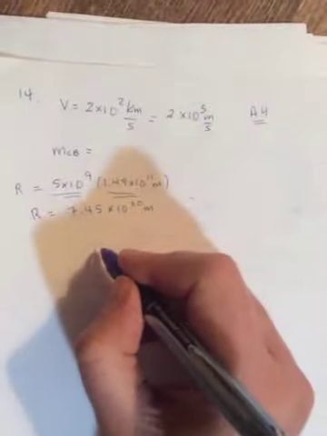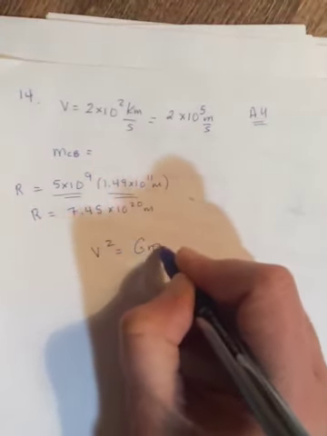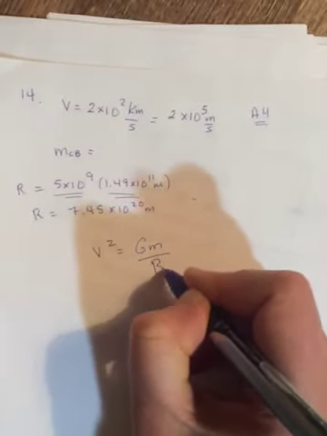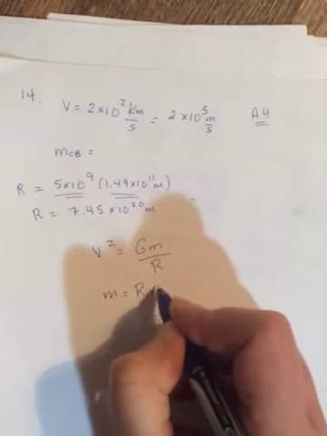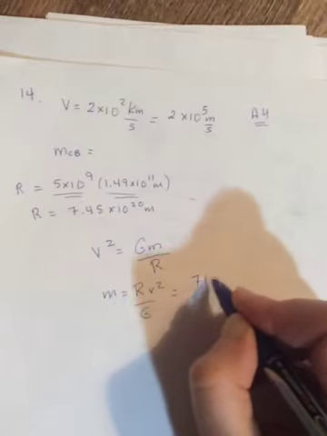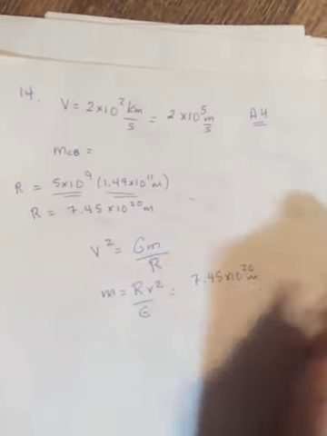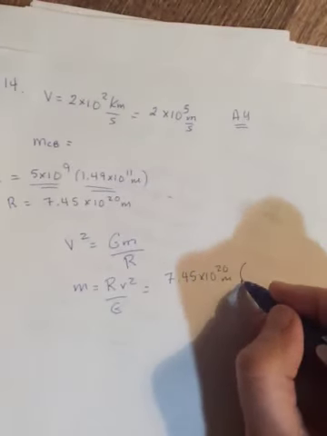So the easiest way to find the mass would be to use your v squared is equal to G, mass of the central body, over r, and rearrange for mass. So mass will be equal to r v squared over G. So the r we just found at 7.45 times 10 to the 20th. The v squared, they gave us the v up top.